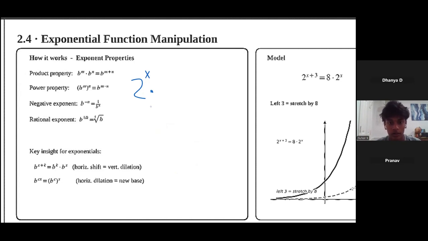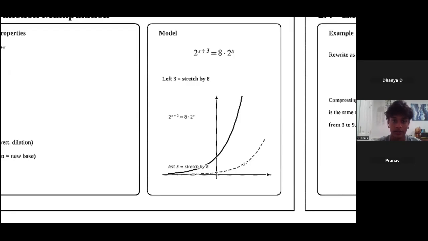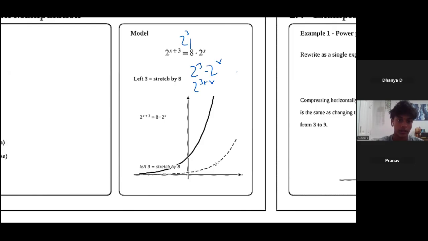And here's an example of a model. 2 to the power of x plus 3 equals 8 times 2 to the x. And this is basically 2 to the 3. 8 is the same as 2 to the 3, right? So this is the same as 2 to the 3 times 2 to the x. And 2 to the 3 times 2 to the x, remember using our laws, is going to be 2 to the 3 plus x, which is equal to 2 to the x plus 3. And therefore, we know that those two equations are going to be the same. Okay.